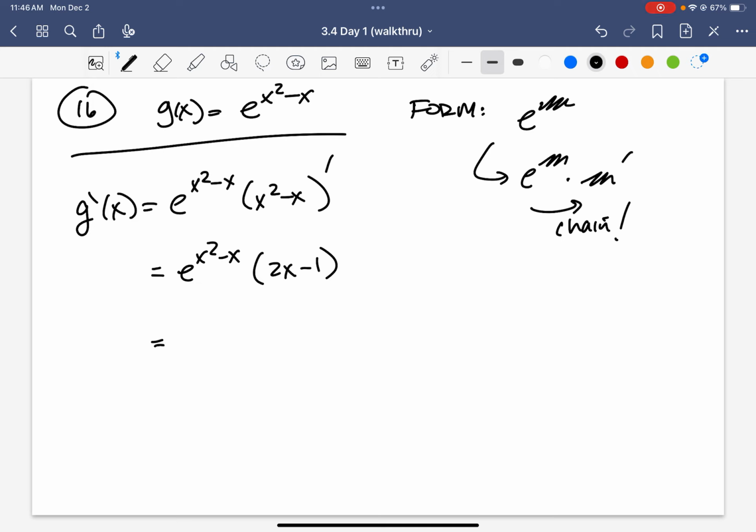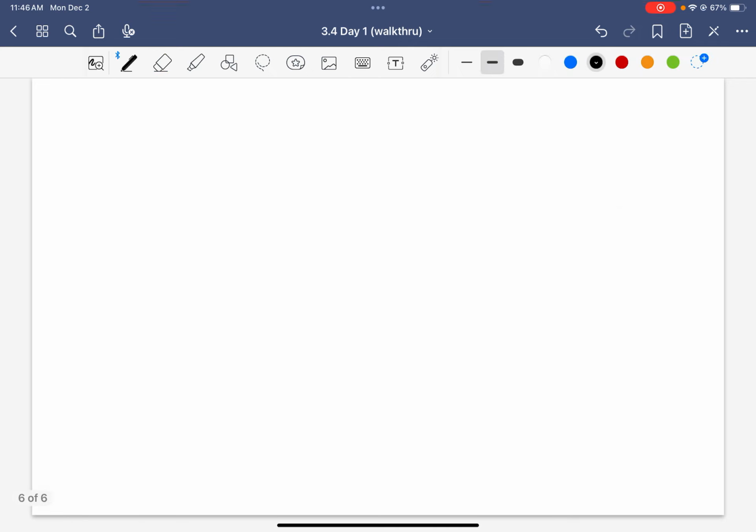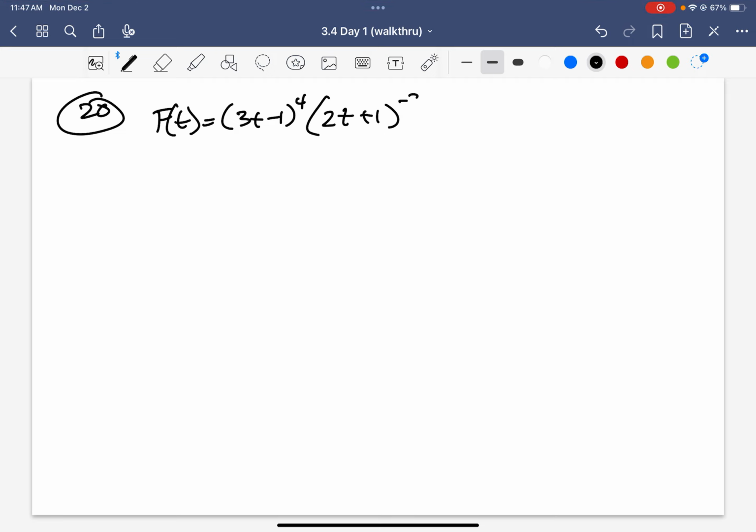If you wanted to make it really clear and not confusing, again, you'd probably move this out front so you don't get confused as to what's in the argument of e. But again, you can leave it like that. That's 16. Then we look at 20. 20 is f of t is equal to 3t minus 1 to the fourth times 2t plus 1 to the negative third.